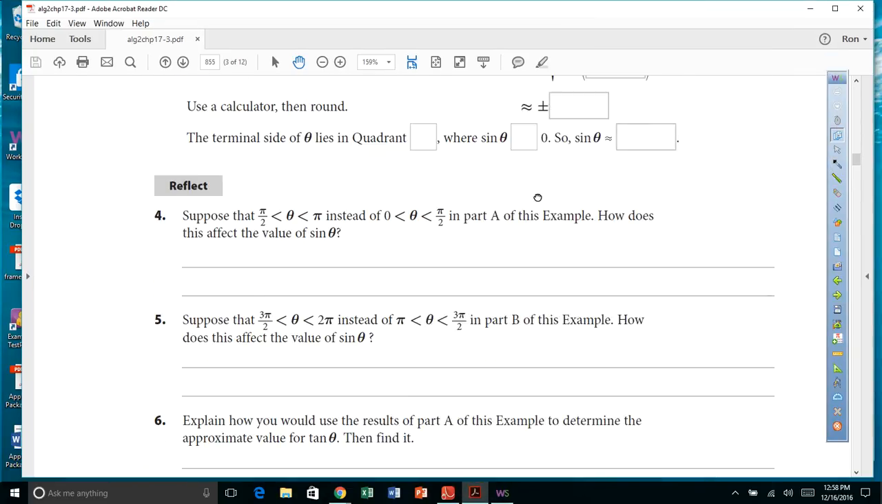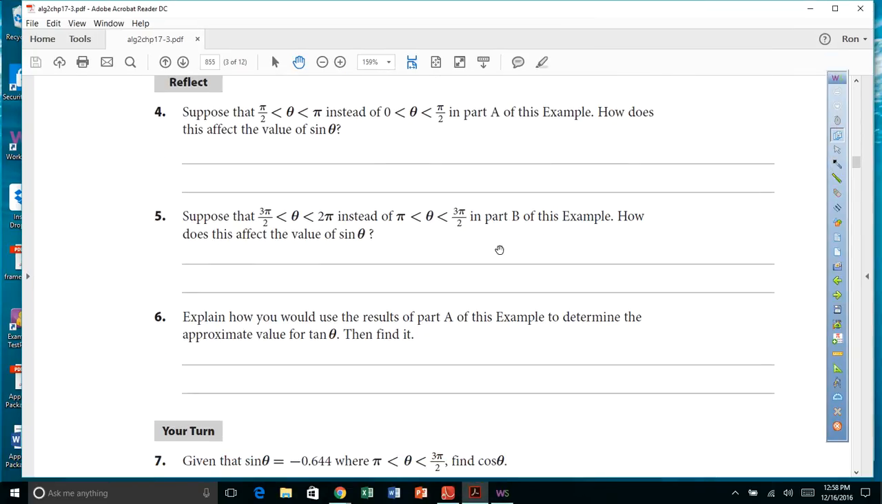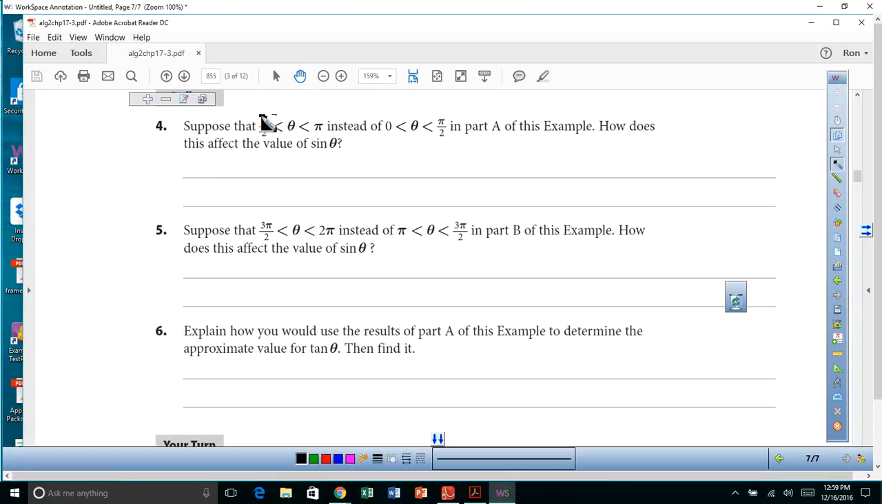All right, good. Suppose that pi over 2 is less than theta is less than pi, instead of 0 is less than theta is less than pi over 2 in part 2 of this example. How does this affect the value of sine theta? Well, if it's between pi over 2 and pi, that's going to be quadrant 2. Remember, 0 to pi over 2, that's quadrant 1. So suppose it is in quadrant 2 instead. How does this affect sine?